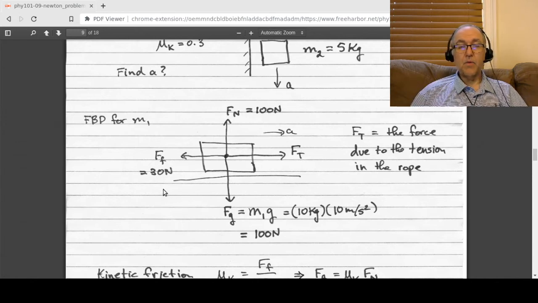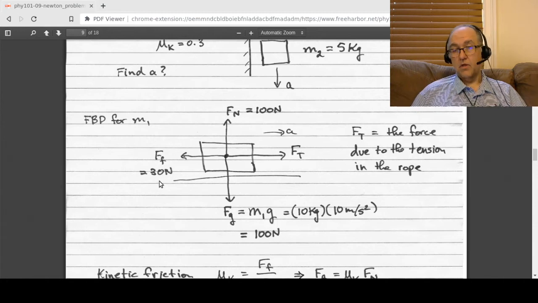Okay, then we have a force of friction here, and we say, well, do we know how big that is? Yes, force of friction is in the opposite direction. M1 is moving towards the pulley, so Ff is in the opposite direction, like that. Okay, and how big is it? Well, do you remember above? We've got that mu k is equal to Ff over Fn, or another way to think about it is that Ff is equal to mu k times Fn. That 0.3 that I gave you a minute ago, that's just 30%. It just says that Ff is 30% of 100 newtons, okay?